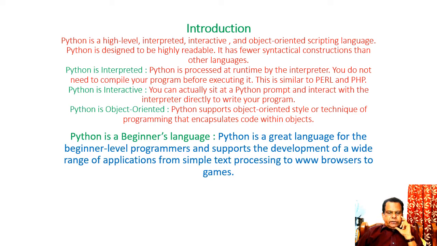Python is interactive. You can actually sit at a Python prompt and interact with the interpreter directly to write your program. Python is object-oriented. Python supports object-oriented style or technique of programming that encapsulates code within objects. Python is a beginner's language. Python is a great language for the beginner level programmers and supports the development of a wide range of applications, from simple text processing to WWW browsers to games.